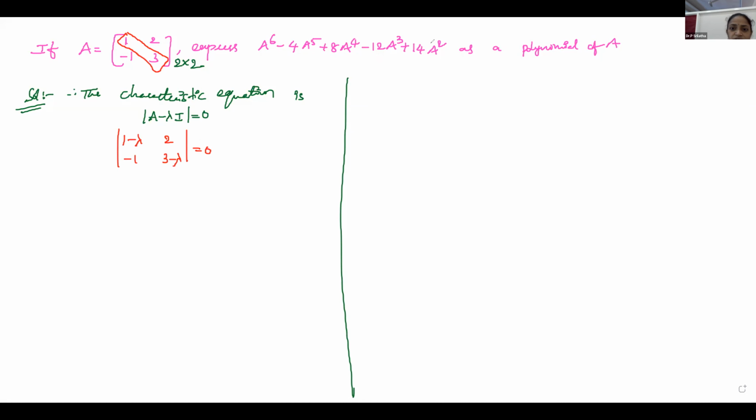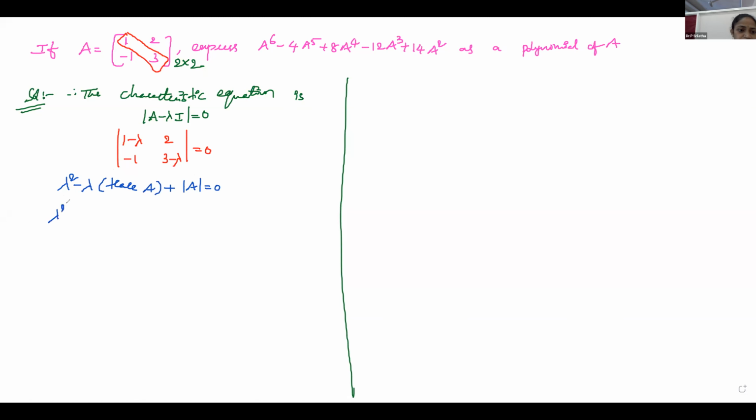But we have a shortcut method. So what is the shortcut method? Anyone? It is a 2 by 2 matrix, no? Lambda square minus lambda into trace A plus det A equal to 0.